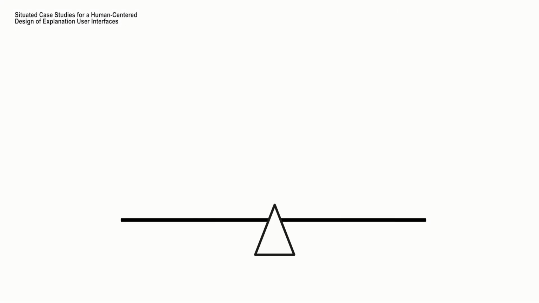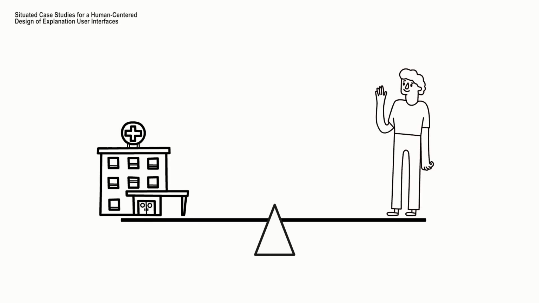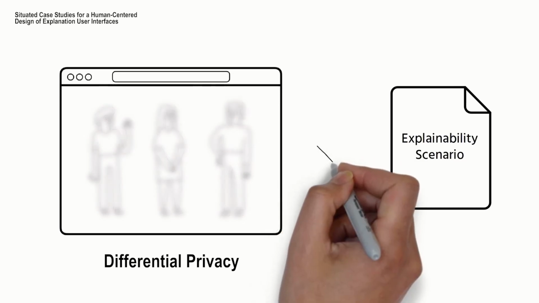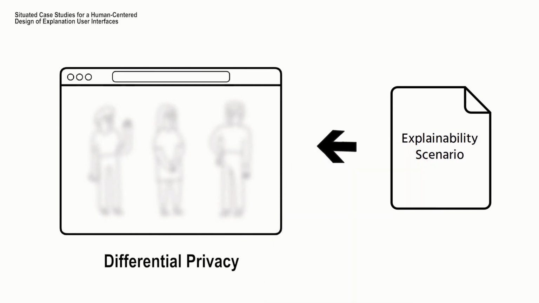Here, the researcher team aimed to balance the trade-off between the need for unrestricted data in individualized medicine and the protection of patients' personal data. Differential privacy was employed in a machine learning pipeline, and explainability scenarios are used for reflecting on the design of explanation UIs from the perspective of different stakeholders.